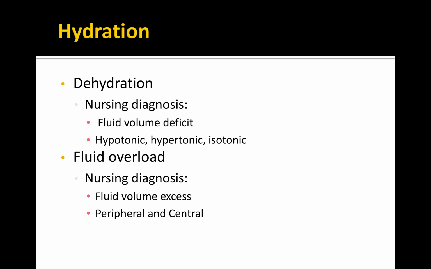So hydration, when we're looking at fluid volume, fluid volume deficit for a nursing diagnosis would be one for dehydration, because they don't have enough fluid. Whether they're in a hypotonic, hypertonic, or isotonic state. So let's look at those words for a minute. What does isotonic mean? It's equal amounts of solute and water. Hypertonic, we have more solute and less water. Whereas iso, they're equal on either side. Hypotonic, we have less solute and more water.